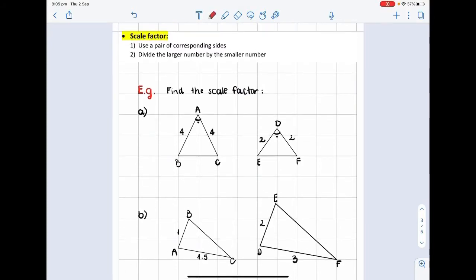Now, what is a scale factor? So we use a scale factor when we talk about increasing the size of a 2D shape. The size by which you make a shape larger is called the scale factor.